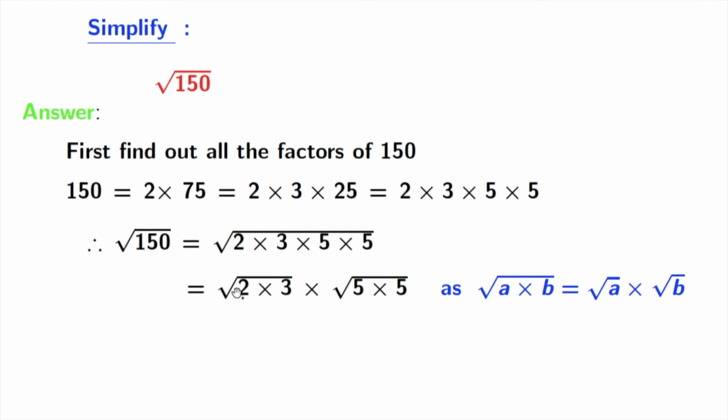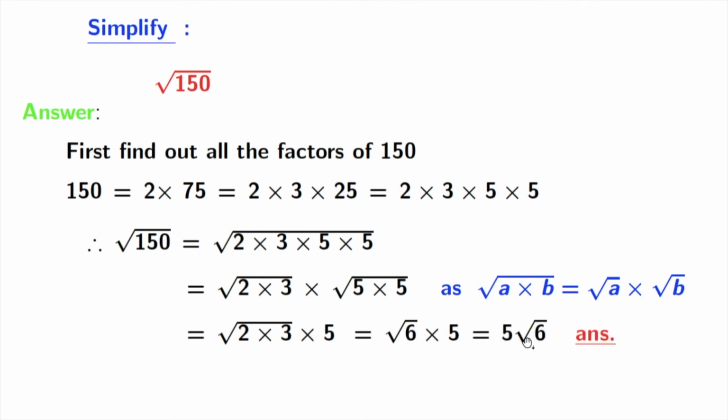Now look that in our first square root we have no perfect square. So we will keep it same. And in the second square root we have 25. So we will take 1 here and write it as 5. And now let's simplify it, and doing that we get square root of 6 times 5. That means 5 root 6. And this is the answer.